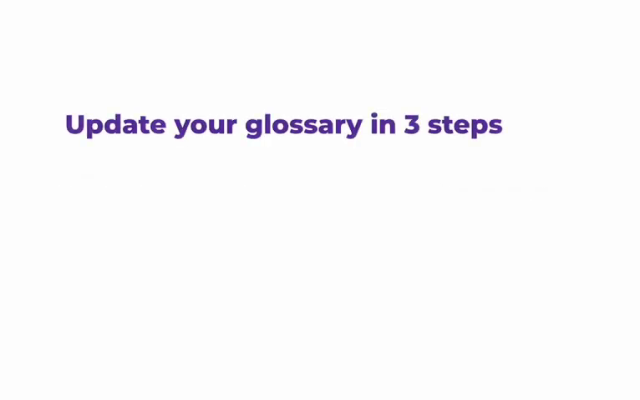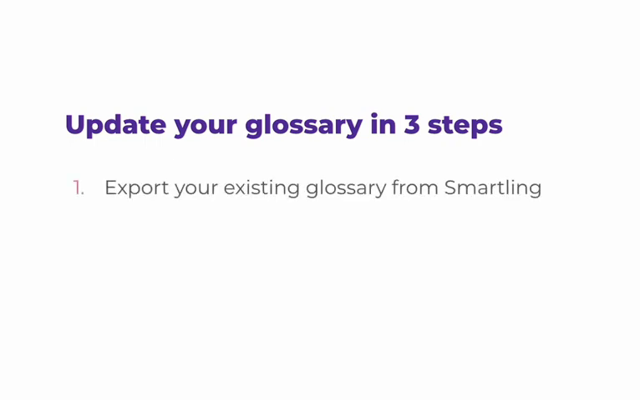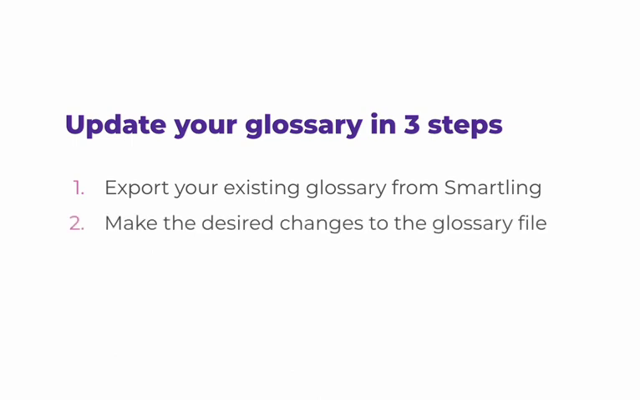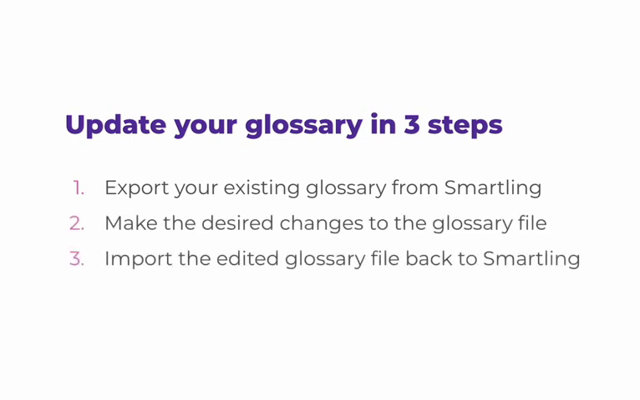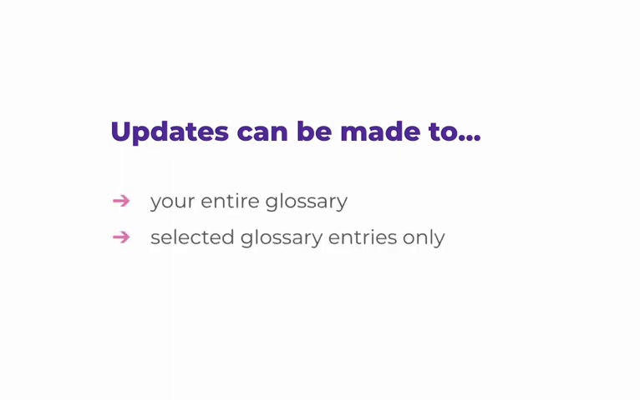To update or add glossary entries in bulk, you can simply export your Smartling glossary, make the desired changes and additions, and then re-import the glossary file back into Smartling. You can either export and update your entire glossary or selected entries only.